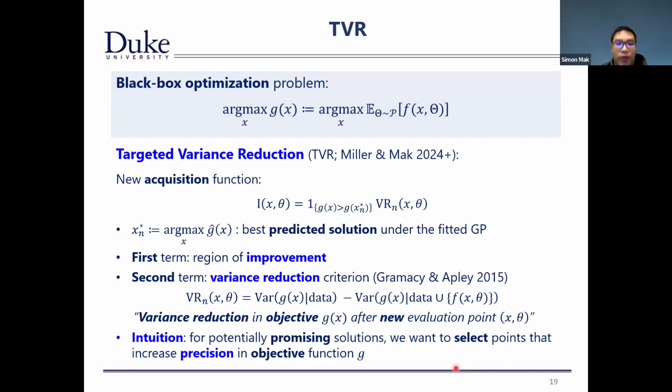Let's take a look at our acquisition function. Keep in mind in this case, our simulator has two sets of parameters, x and theta. So our acquisition function has to have both parameters as well, because we have to optimize that. Let's take this part by part.